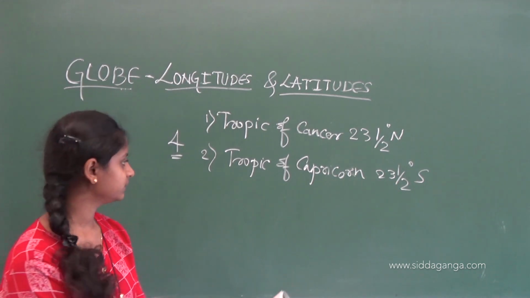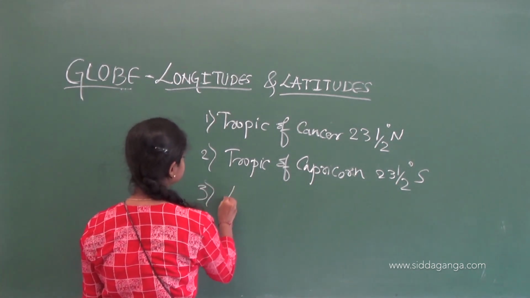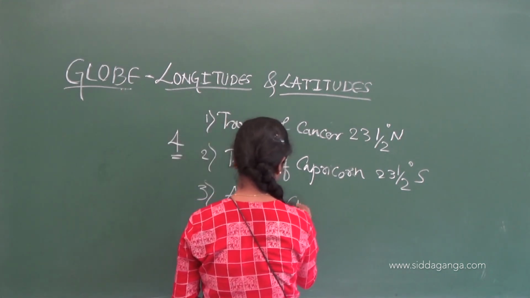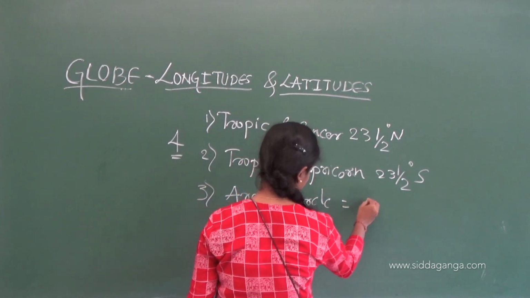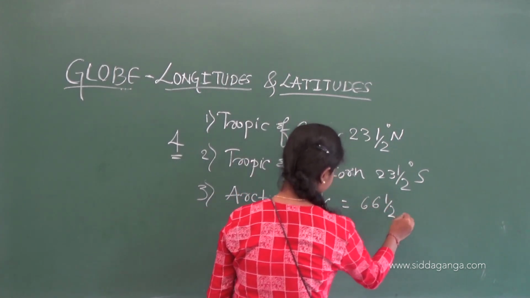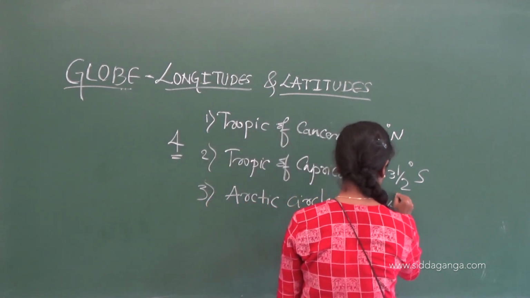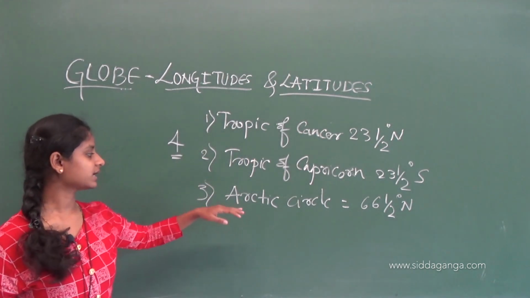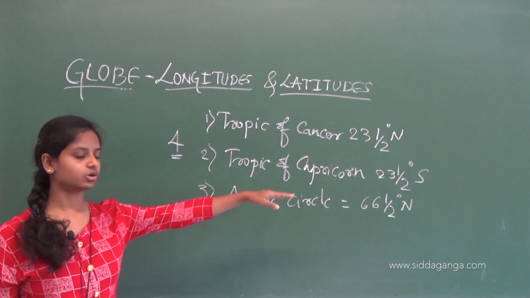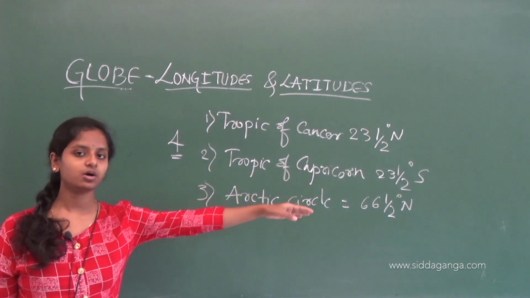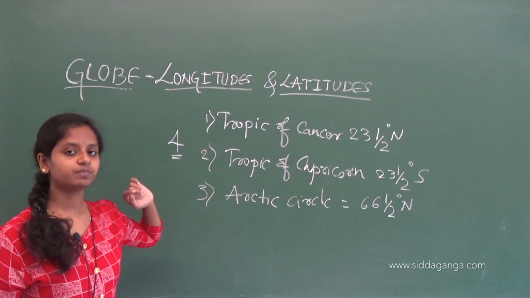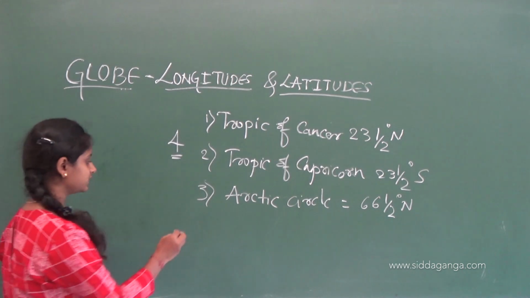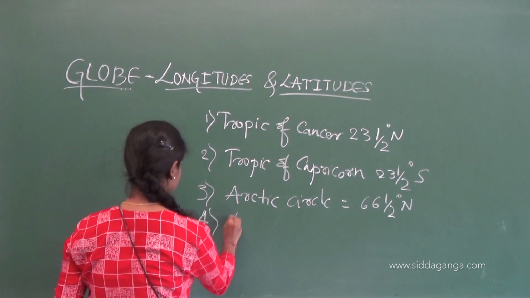Then the Arctic Circle. The third important latitude is the Arctic Circle, which is located at 66.5 degrees to the north of the equator, which is in the northern hemisphere.